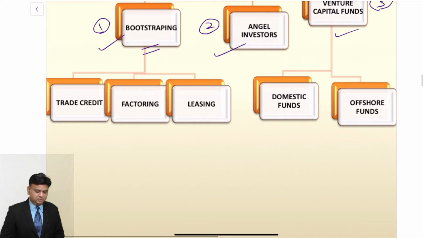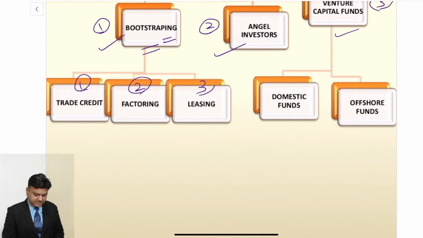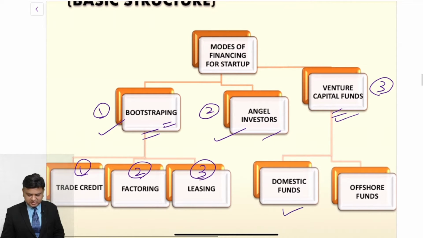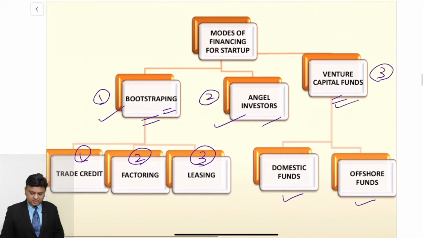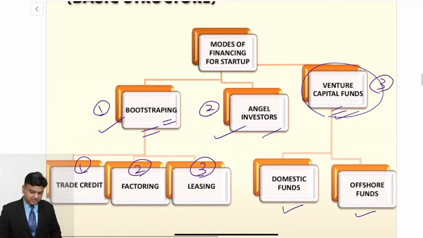In bootstrapping, we understand that you have your own amount to be invested, or you reinvest the funds that you earn from the business. In that they have provided three things: trade credit, factoring, and leasing. In bootstrapping they have provided these three things that I am explaining to you. Angel investor is a separate point, and venture capital funds, in that the domestic and offshore funds. That is what they have provided. Venture capital financing is what they have discussed quite in detail.